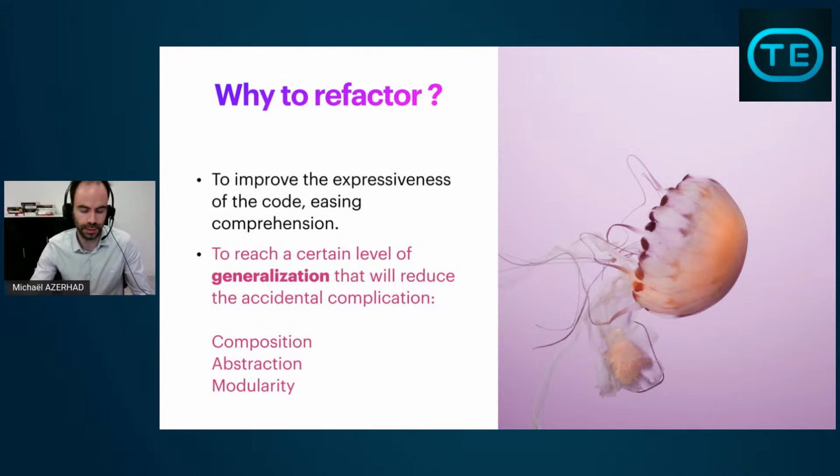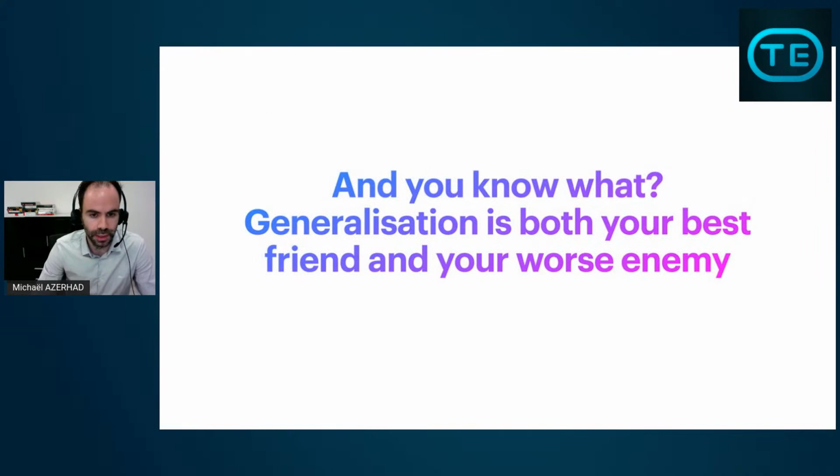As long as the product evolves, people suffer, really suffer, because they lack refactoring allowing them to evolve the software and to adapt. Agility is about adapting the software. We can talk about composition, abstraction, modularity, rephrasing, naming, a lot of things. And you know what? Generalization is both your best friend and your worst enemy. It's really true. Why?